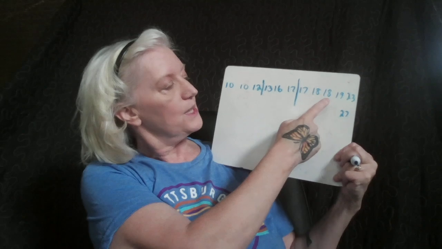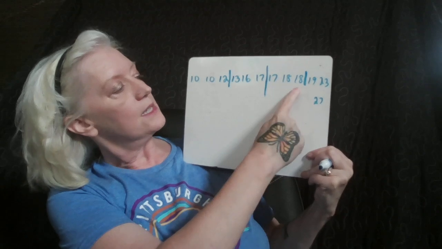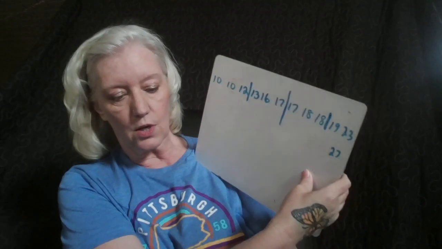Okay, same thing here. There's 6 numbers. I need it to split into 3 and 3. So it's going to be right here between the 18 and the 19, which means it's 18.5 for my third quartile.